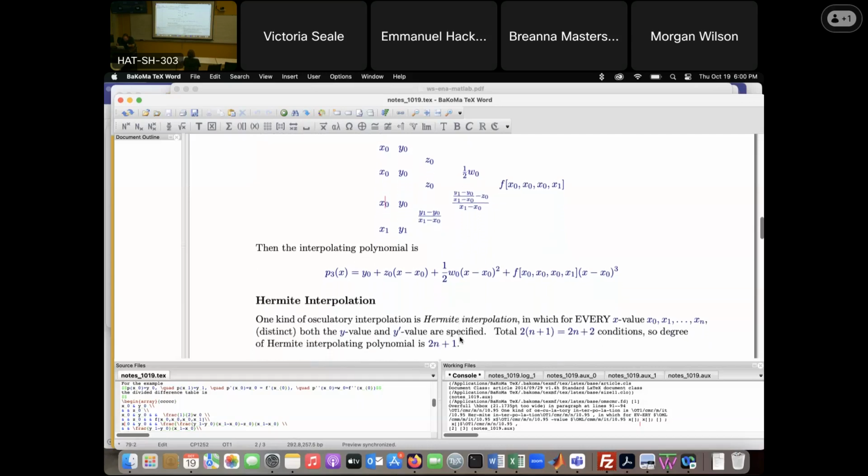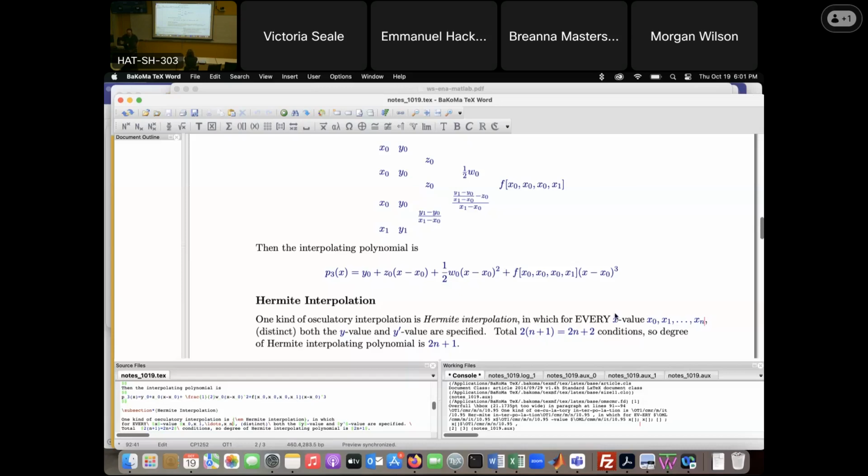So the idea behind Hermite interpolation is that at each one of your distinct x values, you impose that the interpolating polynomial must match a prescribed y value and a y prime value. So here it's balanced. And you only match to the first derivative, but you do it at every distinct point that you have.